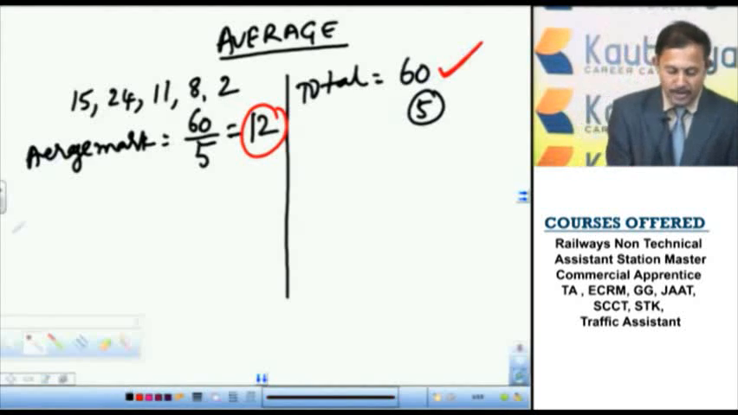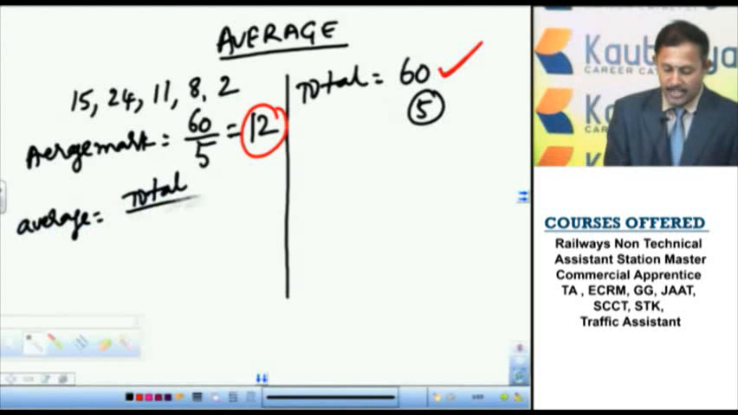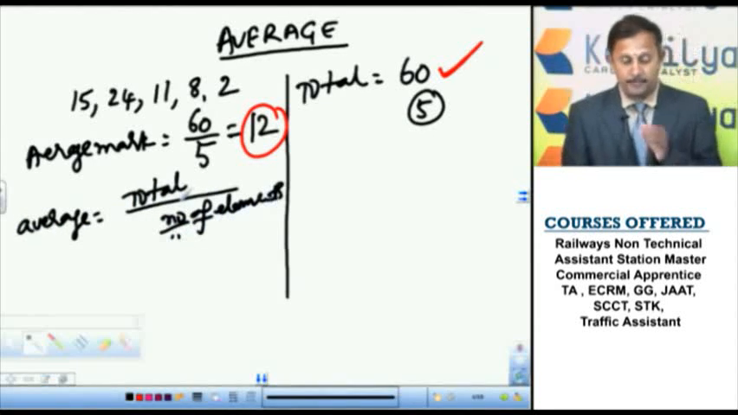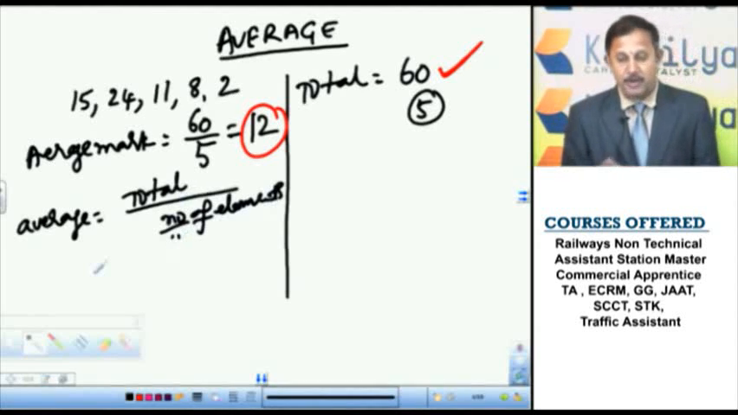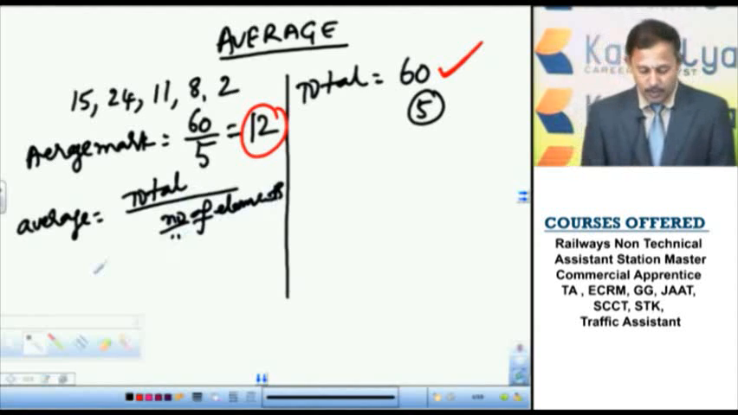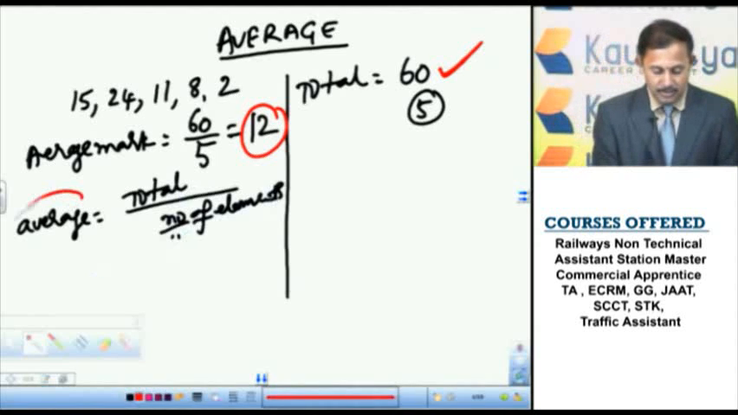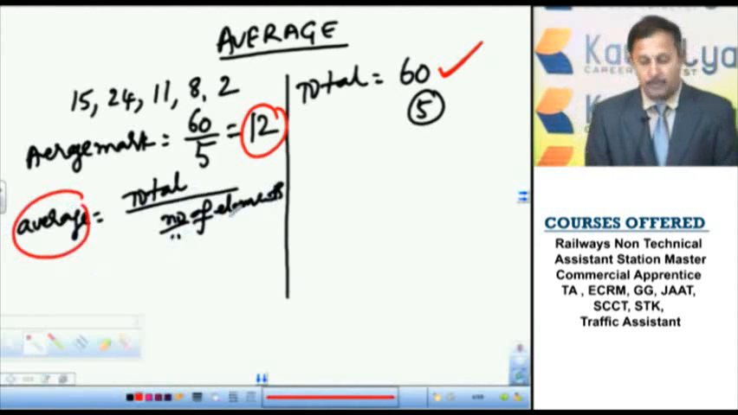So how do we get the average of certain quantities? We have to divide the total of all the elements by the number of elements. So here the total of all the elements is 60 and the number of elements is 5. Therefore the average mark is equal to 12. So what is the formula for average? Total by number of elements. That is the formula for average.